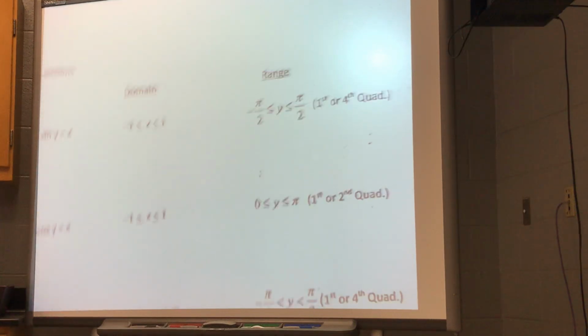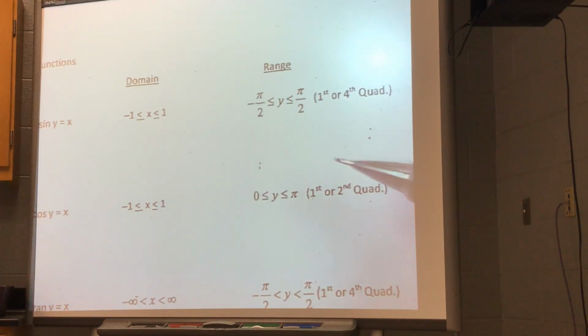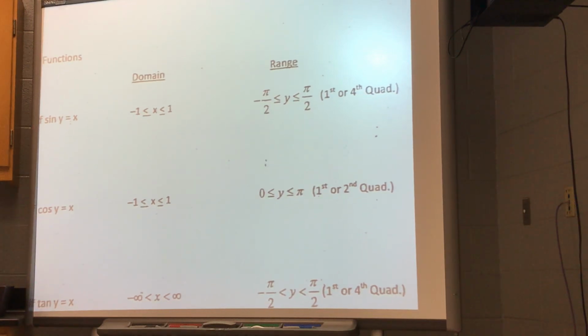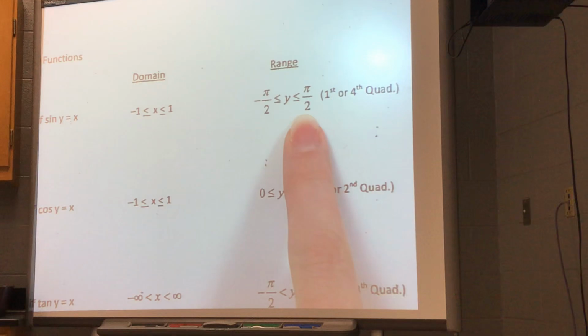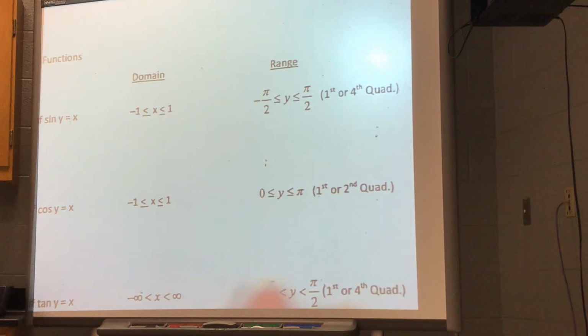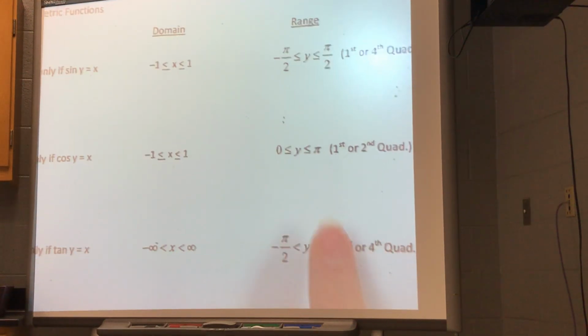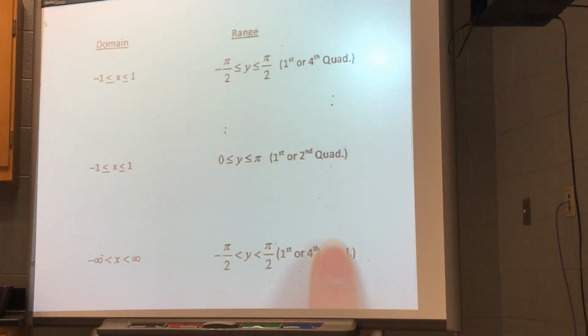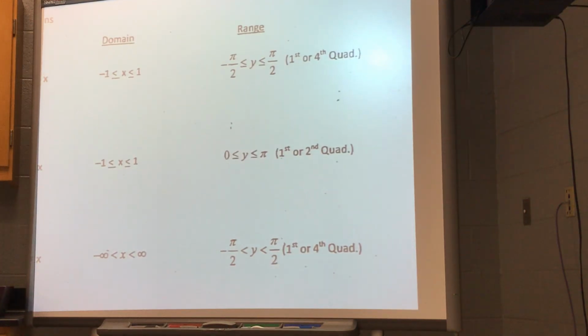And then what comes out is going to be an angle that's either in the first quadrant or the fourth quadrant. Now you can get an angle in any quadrant, but the official angle you get for inverse sine is in the first or the fourth quadrant. For inverse cosine, the official angle is going to be in the first or second quadrant.